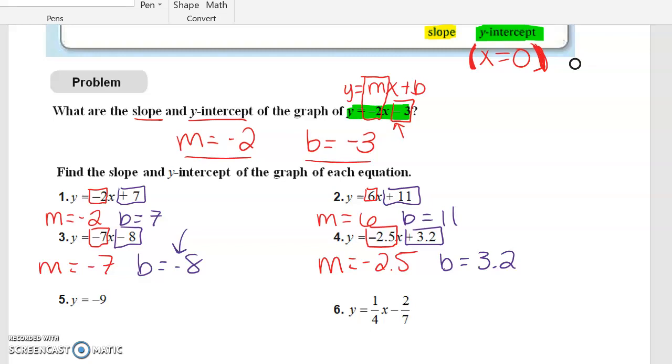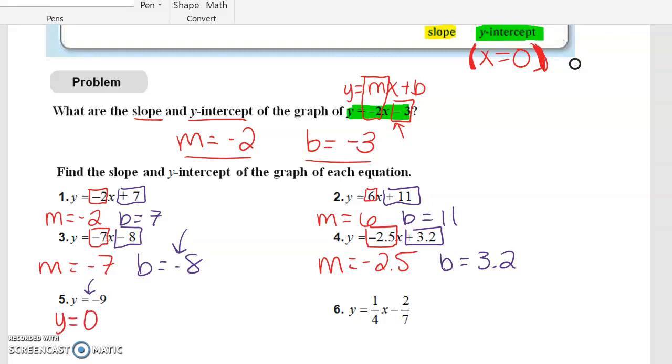Number 5 looks a little bit different. I don't have an x term here. Notice that in front of this negative 9, there is no x. Some would think that there is no slope. However, if we think about it a little further, if there is no x term, what would cancel out an x term? Well, 0 times anything would cancel out an x term.